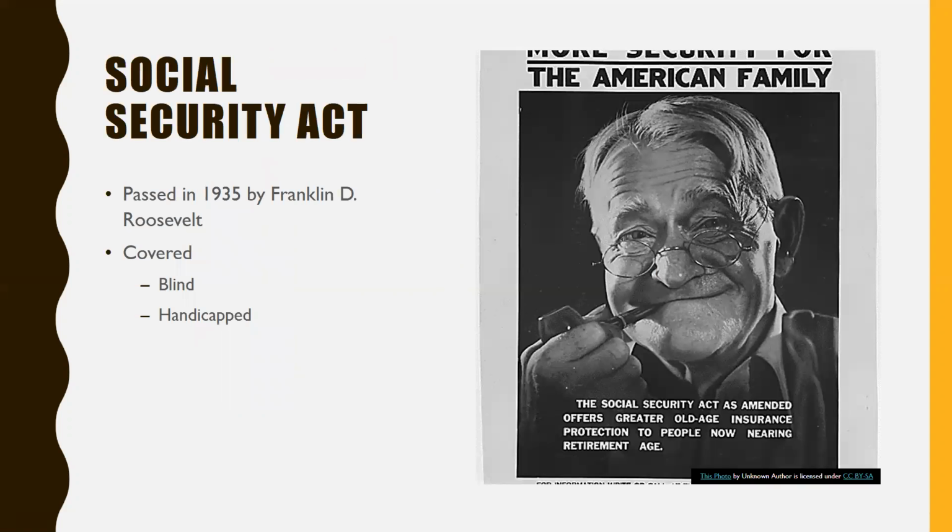The Social Security Act was passed in 1935 by FDR. It covered the blind and the handicapped, and this is one of the programs that is still in effect today.